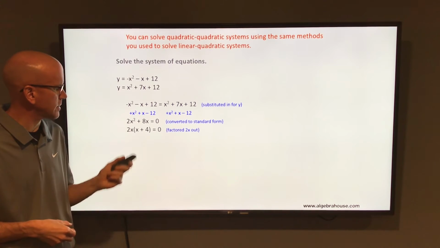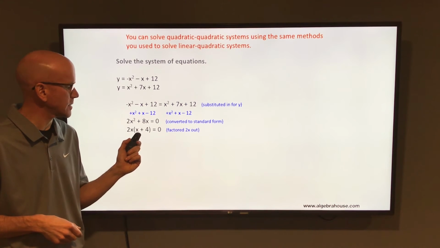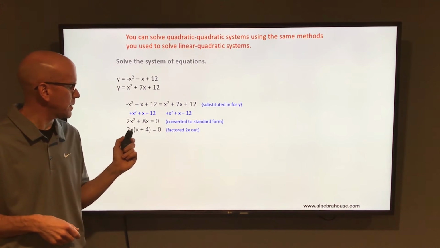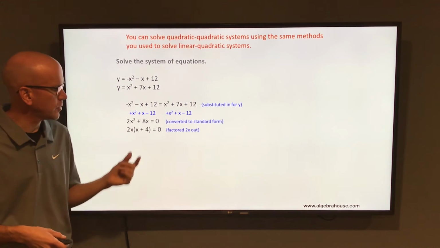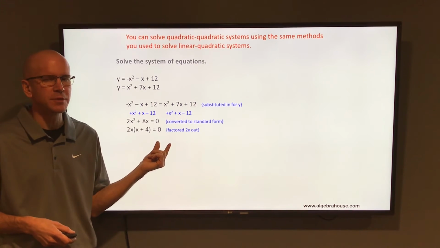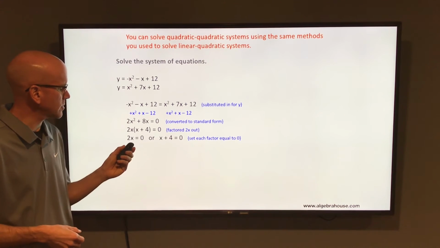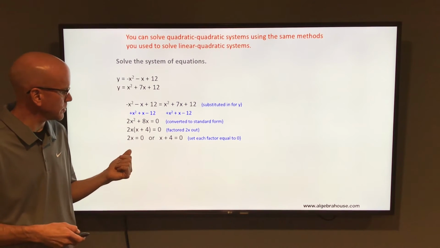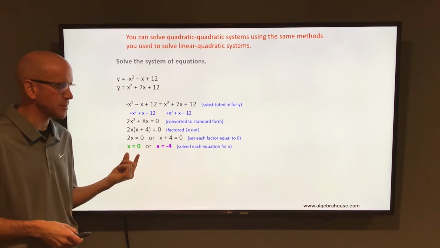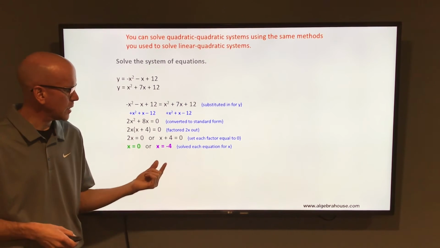If you factor 2x out, divide each term by 2x. So divide 2x squared by 2x, that is x. And divide 8x by 2x, that is 4. Now those two multiply together to equal 0: 2x times (x plus 4) is equal to 0. That means either one of those could be 0. So 2x could be equal to 0, or x plus 4 could be equal to 0. If 2x equals 0, divide each side by 2, and x equals 0. And if x plus 4 equals 0, subtract 4 from each side, and we get x equals negative 4.